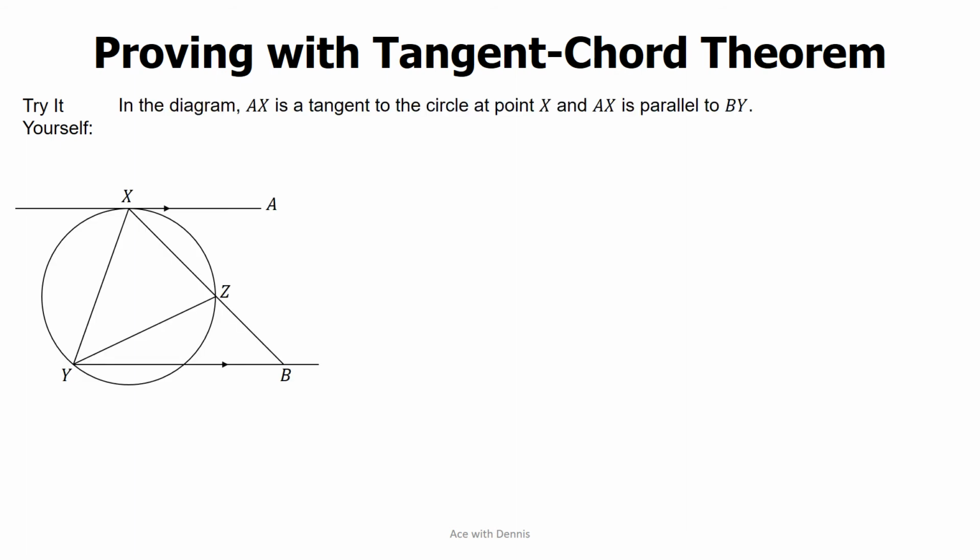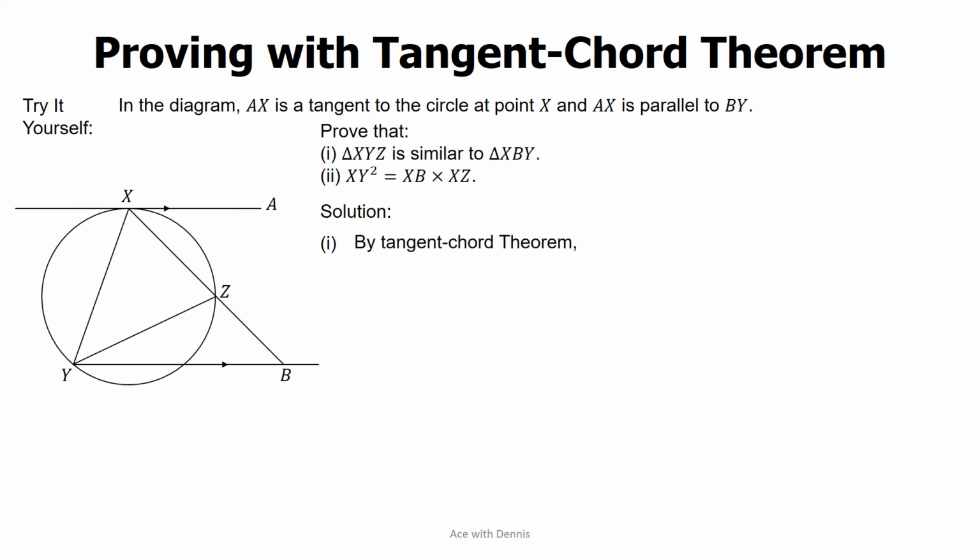In the diagram, AX is a tangent to the circle at point X and AX is parallel to BY. Prove that 1. Triangle XYZ is similar to triangle XBY. 2. XY squared equals XB times XZ. You can pause the video and try to solve it yourself. Here is the solution.